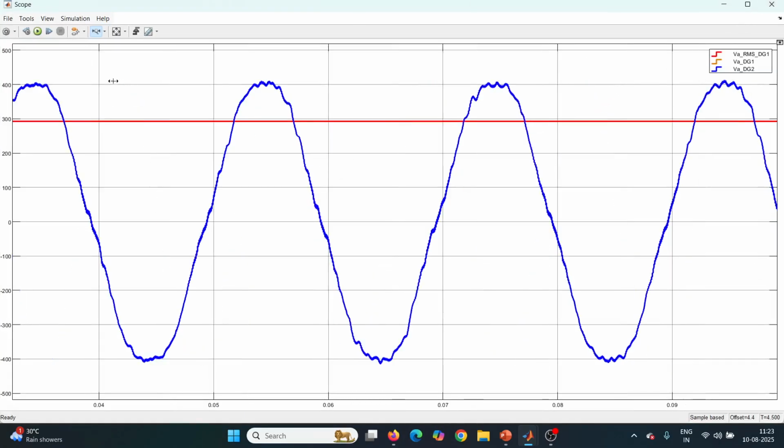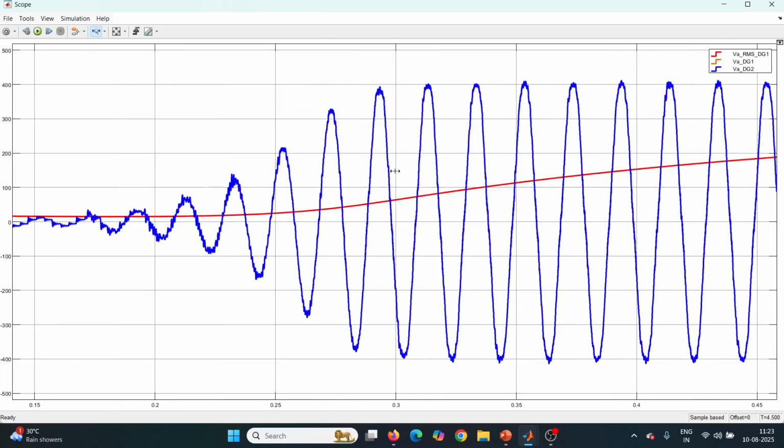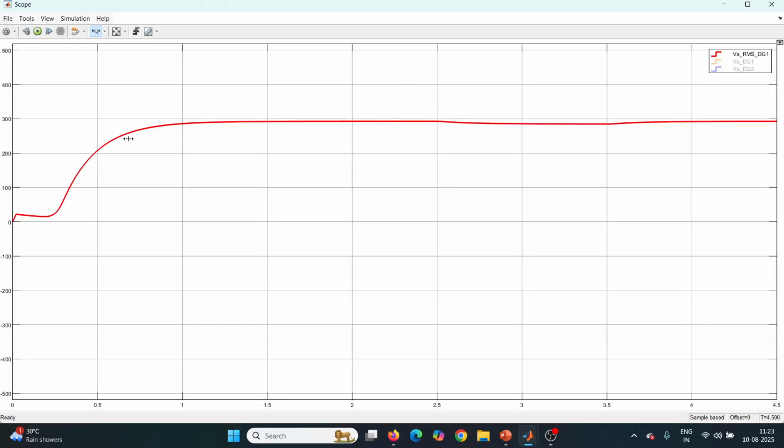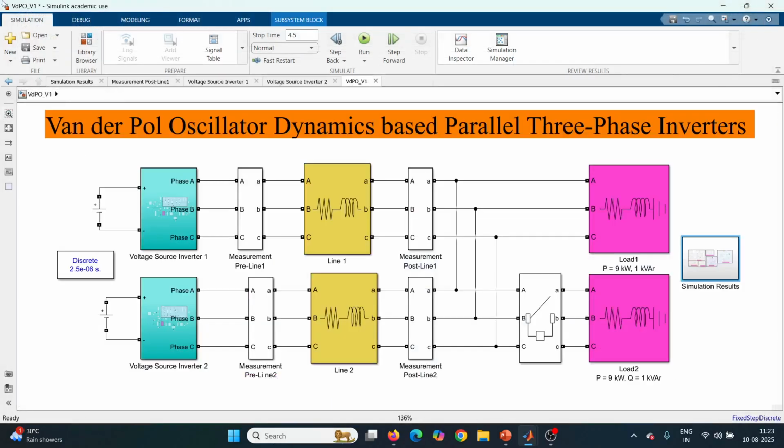So this is voltage synchronization. Both converter voltages are overlapping with each other. The top one is the RMS voltage, and this red curve is the RMS voltage output. So that's all. Thank you for watching this video.